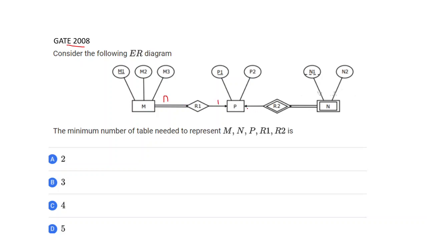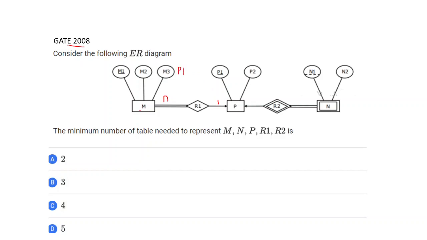And P is a strong entity while N is a weak entity, and they are also in a relationship which is denoted as R2. So now it says, how many tables are needed to represent M, N, P, R1, R2, and so on. Since this is an N:1 relationship and this is a total participation, the primary key of P, that is P1, is to be introduced here.